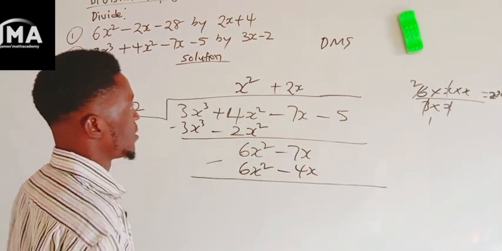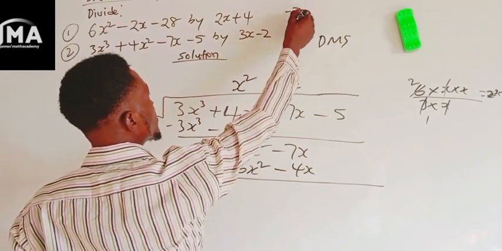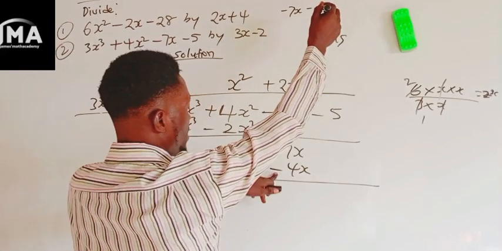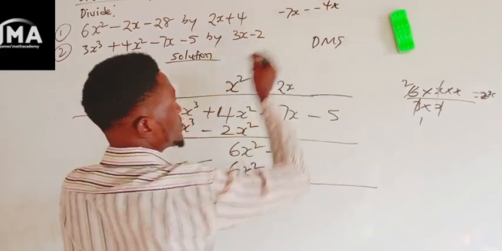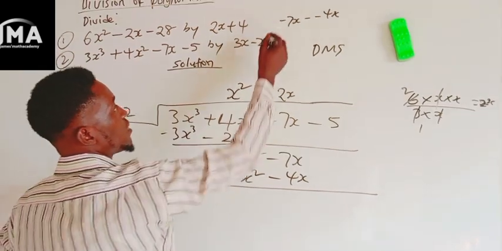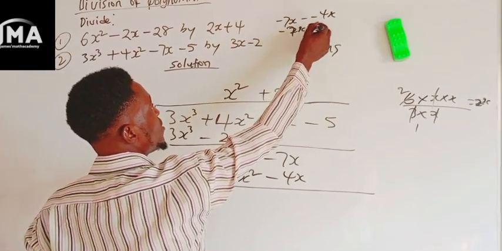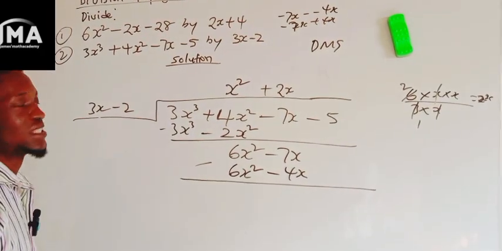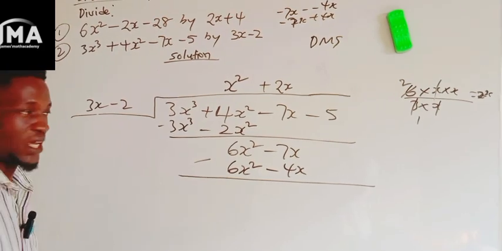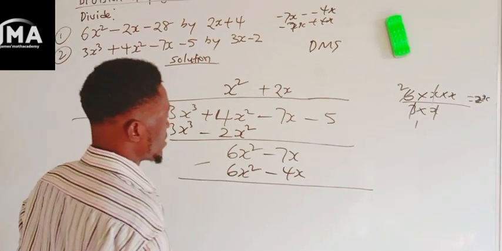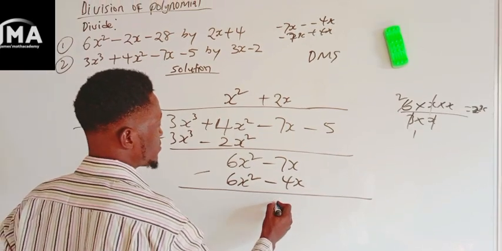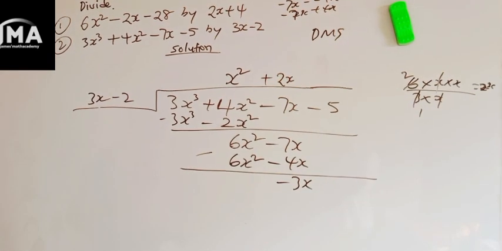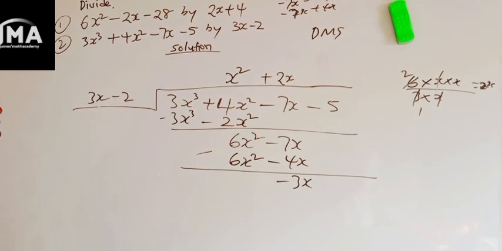Minus 7x, minus this minus 4x, isn't it? So we're going to have minus 7x plus 4x. Final answer, minus 7x plus 4x is going to be minus 3x, isn't it? So in that case, we're going to have minus 3x, right? So I'm done with my subtraction.